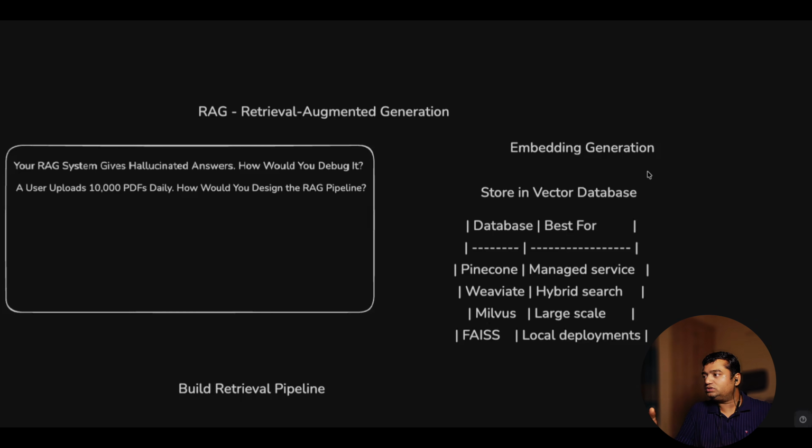Then there are a few suggestions, or a few things which the industry follows while putting data into a vector database. Like if you are working on managed services data, then Pinecone is used as one of the vector databases. For hybrid search, Weaviate is very useful. So these are the recommendations for storing in a particular vector database.